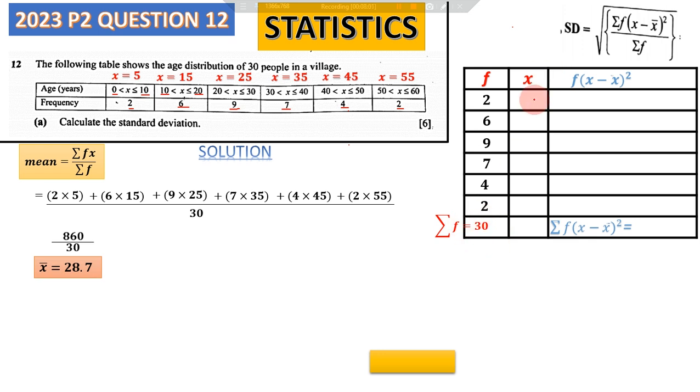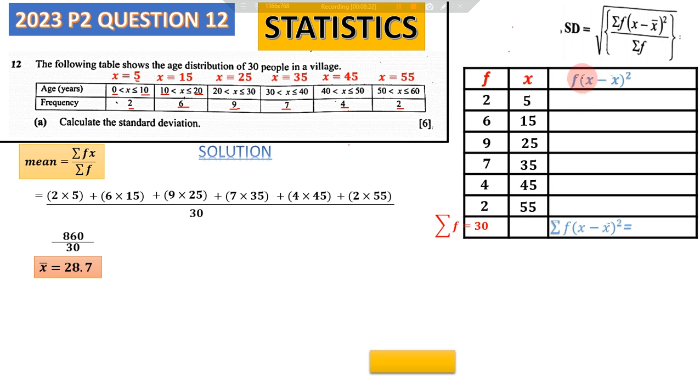Then let us put the values for x. Remember, these are the values for x or the midpoints. So starting from the first, which is 5, then followed by 15, then 25, next one is 35, the other one is 45, and the last one is 55. Here, don't add the values for x. We don't need the summation of x. Let's go in the next table, in the next column.